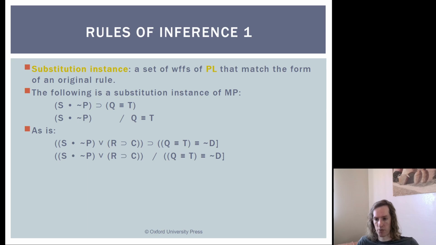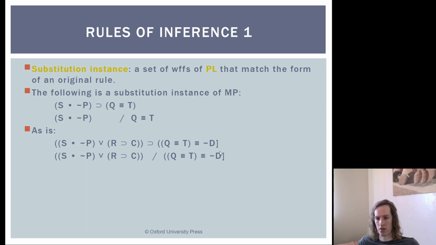So here's another example. This is an even more complex well-formed formula. We can see on the left here, the antecedent is going to be this disjunction between S and not P, or if R then C. Then the consequent is going to be this double biconditional here, which is going to be Q if and only if T, if and only if not D.